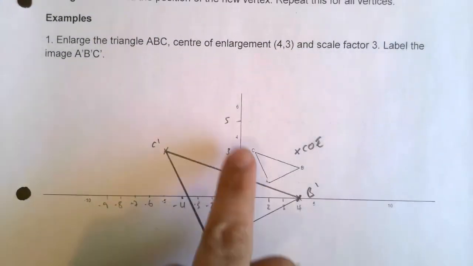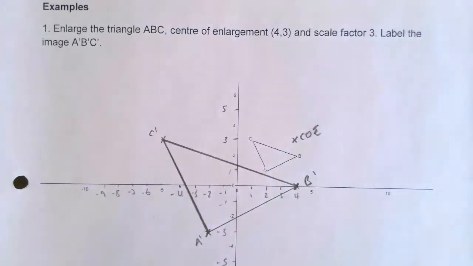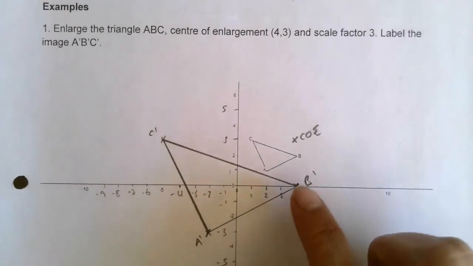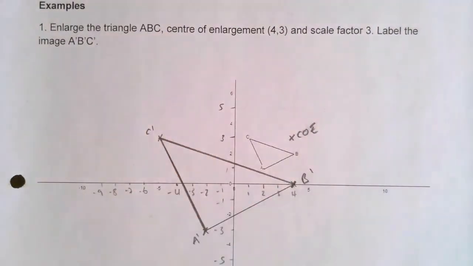Our triangle ABC, we had to enlarge by a scale factor of 3. That scale factor of 3 really means that all the dimensions on the triangle are 3 times what they originally were, but also that every single point is going to be 3 times the distance from the centre of enlargement. And measuring from the centre of enlargement is the only way really that we can get to draw it.